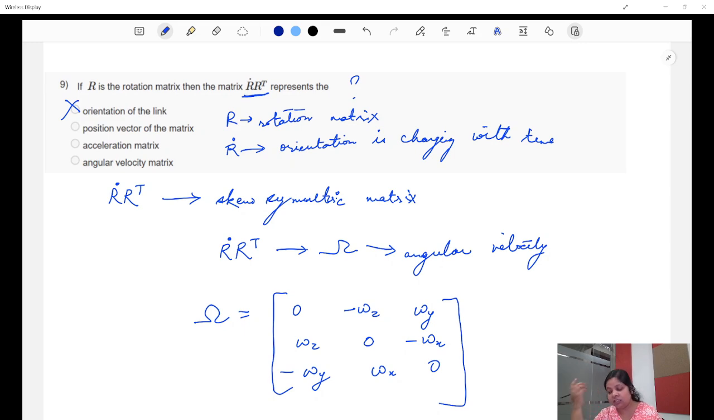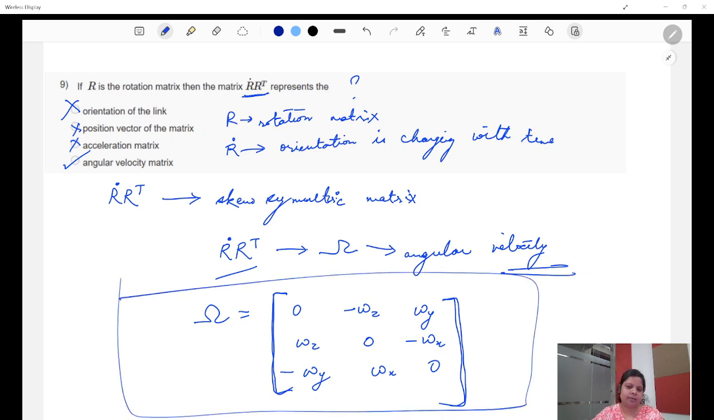So after crossing out all the options, we definitely have this thing remaining, and it is related to angular velocity as well. But my point is that this is well established that when you multiply both of them, you actually get angular velocity, and it is represented by this skew symmetric matrix. All right, so take this down for your notes.